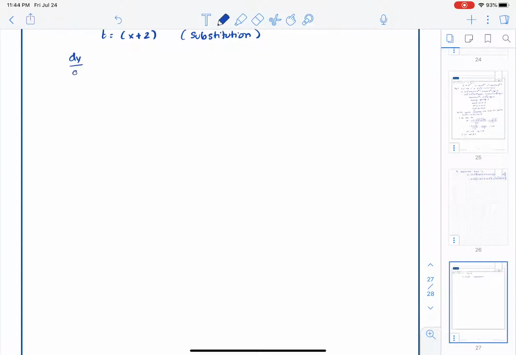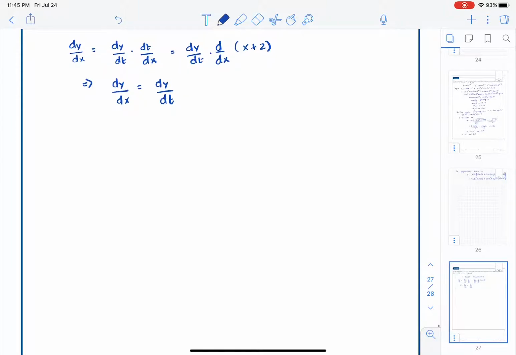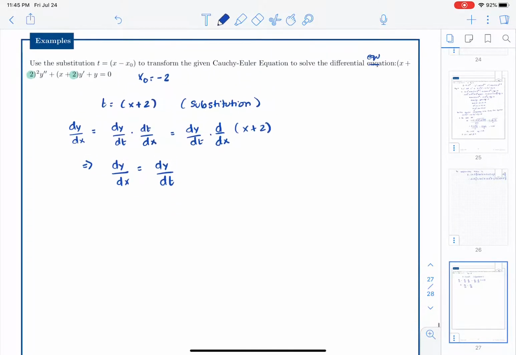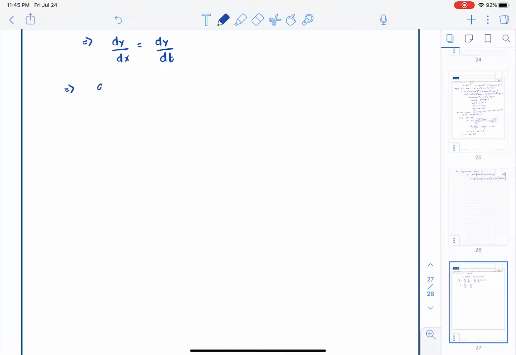So we start with dy over dx, and that would be dy over dt times dt over dx. So dy over dt multiplied by d over dx of x plus 2, which is simply 1. So dy over dx is equal to dy over dt. Now we have to find the second derivative, because the second derivative is playing a part in there. So d squared y over dx squared, I'm going to call that yt. Going to change it and call it yt prime because we have dy with respect to dt.